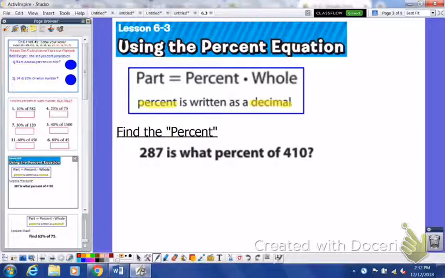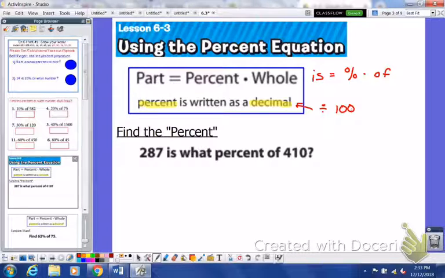use the equation. So our equation here, our part equals percent times whole. Now, if you remember from yesterday's lesson, part was represented by is, so is equals percent times, and of was used to represent the whole in most of our word problems. Now the difference here, our percents are now written as a decimal. So for here, you're going to divide your percent by 100. Remember, percent means per 100.